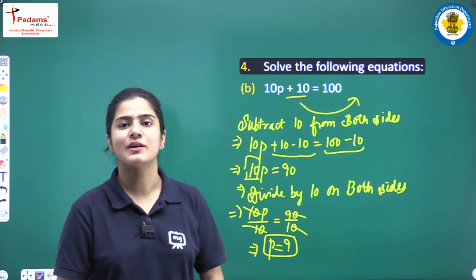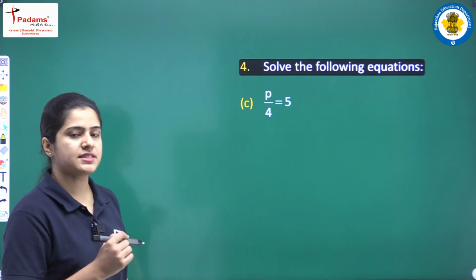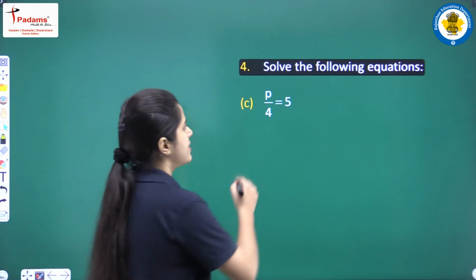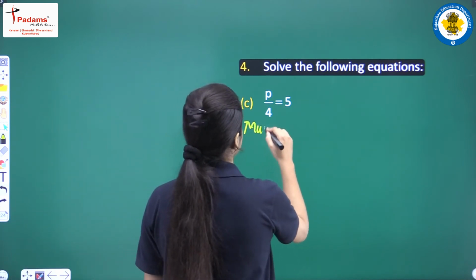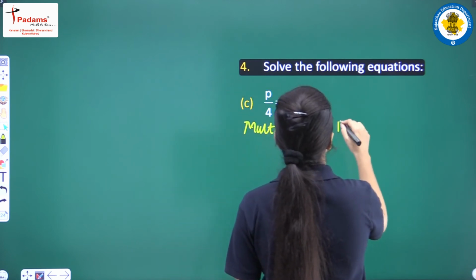Okay students, looking at another question, question C, p upon 4 is equals to 5. Okay students, so multiplying 4 on both sides.